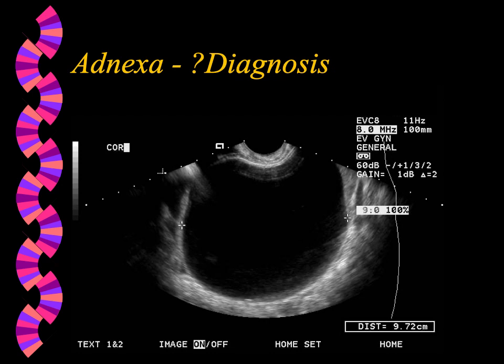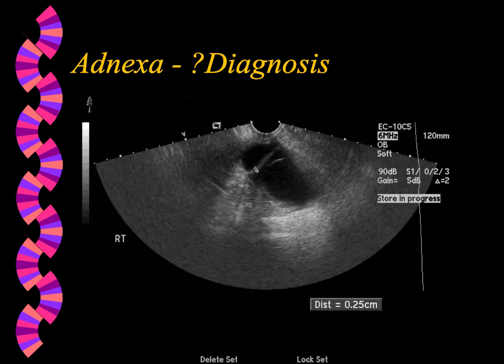This is a simple cyst, and studies have shown that 2/3 of these will regress spontaneously. So there's no need to intervene immediately, and we can bring her back for a follow-up ultrasound in approximately 12 weeks or 3 months. This next cyst is much smaller.